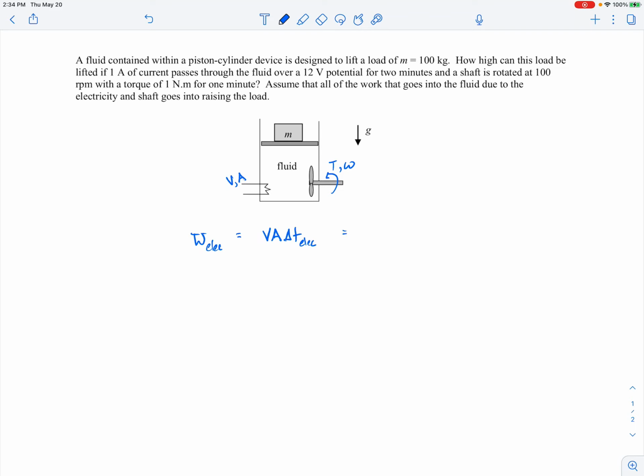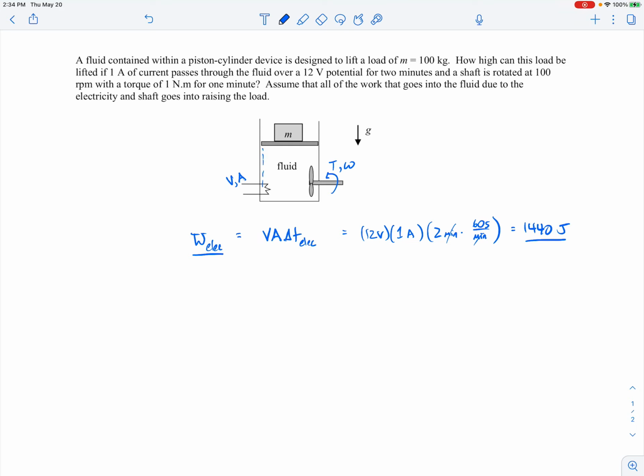And let me just plug in the numbers here. So the voltage is 12 volts. The amperage is 1 amp. The time is 2 minutes, but we should convert that over into seconds. So 1 minute is 60 seconds. Oops, I've got that upside down. 60 seconds is 1 minute. Right, so you see that cancels out, and then when you work out the numbers for that, that will come out to be 1,440 joules.